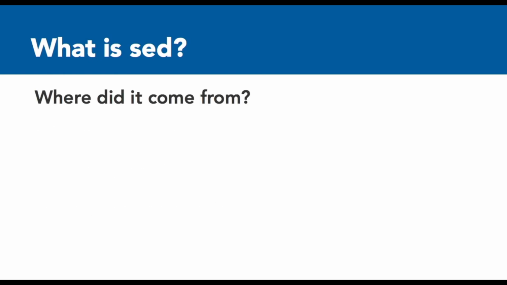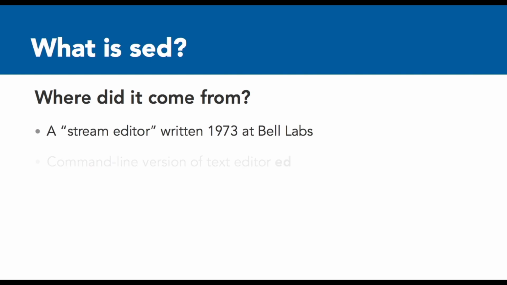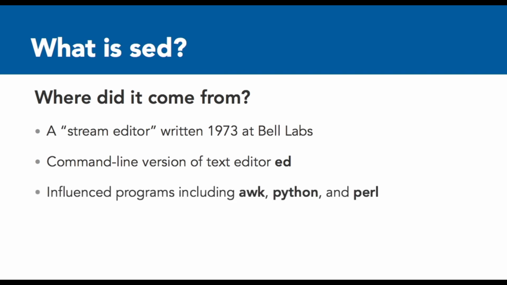As to where did it come from, SED, the name is short for Stream Editor, was first built back in 1973 by Lee E. McMahon at Bell Labs as a command line version of the interactive text editor ED. Like grep, SED was designed to make some of the text editing capabilities of ED available for use on the command line and in shell scripts. SED's syntax and its use of regular expressions have influenced many later programs, including awk, Python, and Perl.